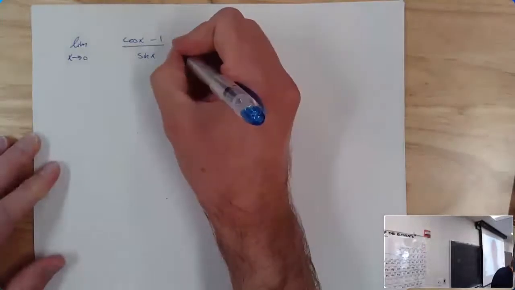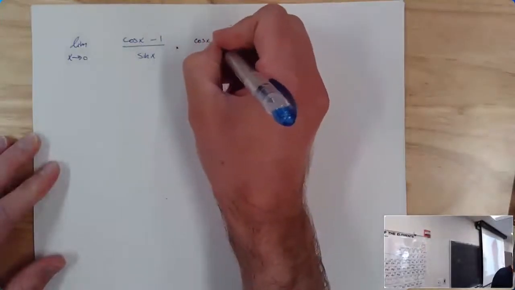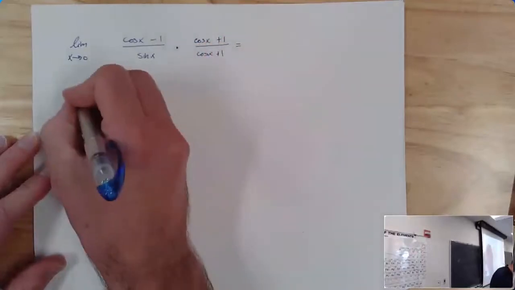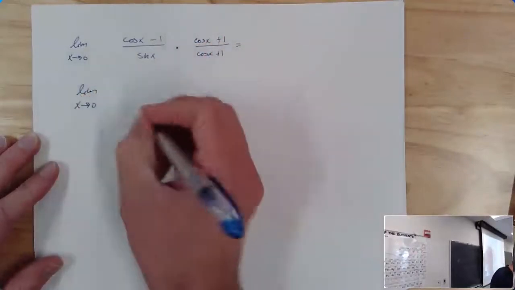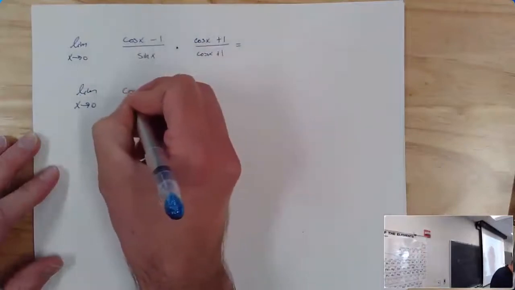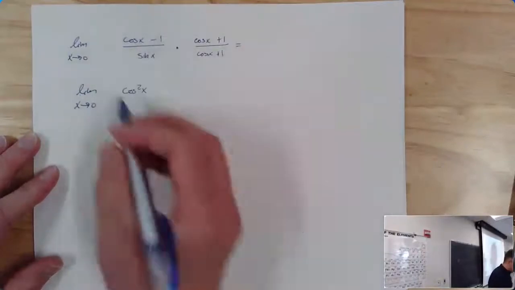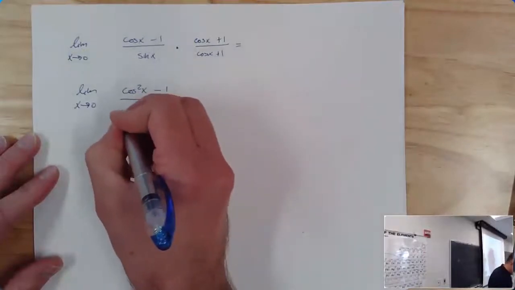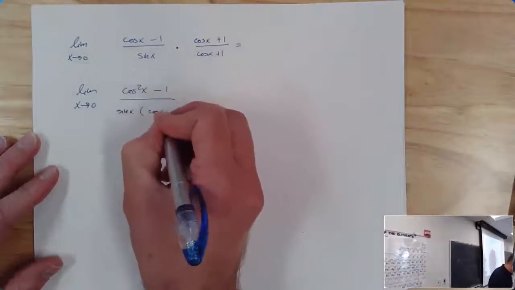Well, this is one of those things where it's a trig thing, and there's not a lot of great tips for trig things, but one trig thing we can do here is multiply by a conjugate. So I'm going to multiply the top and the bottom by cosine of x plus 1. And I'm going to get the limit as x goes to 0 of cosine times cosine is cosine squared x. The middle terms cancel. Minus 1 times 1 is minus 1. All over sine x times (cosine x plus 1).